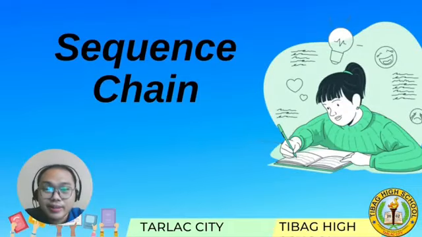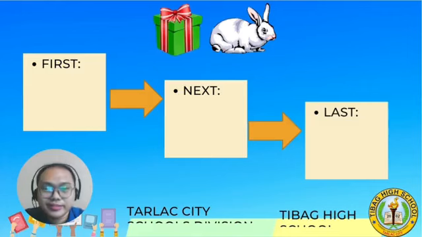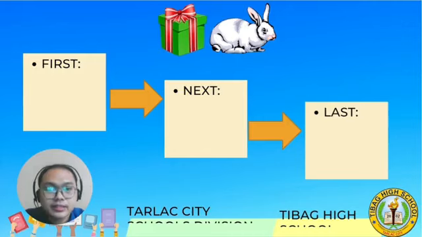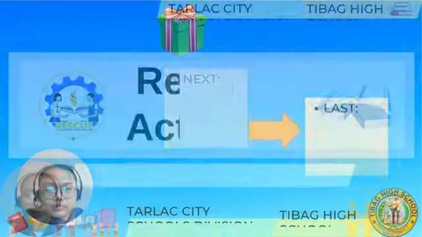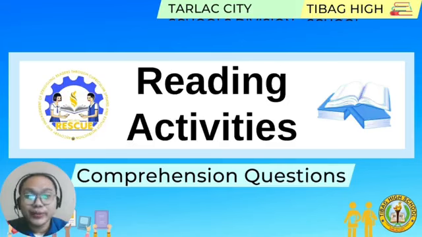Now, let's talk about sequence chain. So here is an example of a sequence chain in which the transition words are used. So we have first, next, last. Alright, now let's have the reading activities.